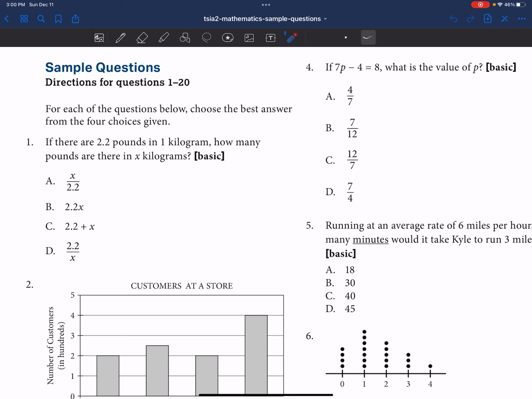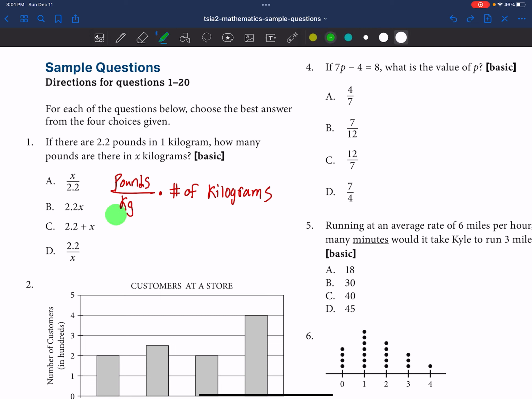Okay. So number 1, if there are 2.2 pounds in 1 kilogram, how many pounds are there in X kilograms? Well, to figure out the number of pounds, what you're doing is pounds per kilogram times the number of kilograms. That's essentially how you find the number of pounds in however many kilograms there are. And that's because these units would cancel.